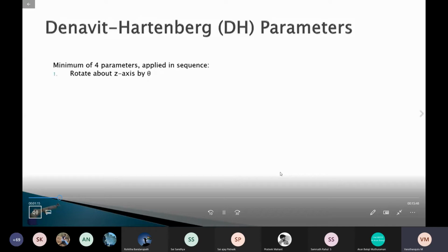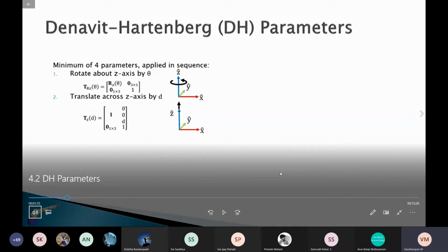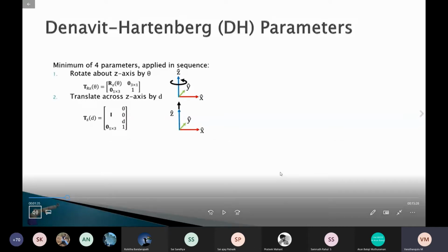We rotate about the z-axis by theta. So in our first transform, we have a rotation about z by theta. We translate about the z-axis by d. So in our second transform, we replace the z component with the variable d in the translation. First, we are concerned about the rotational transformation, and second, we are concerned about the translation transformation. And accordingly, we need to take the order sequence.